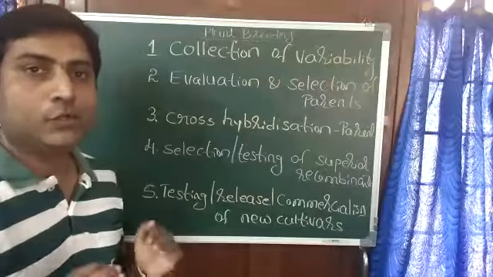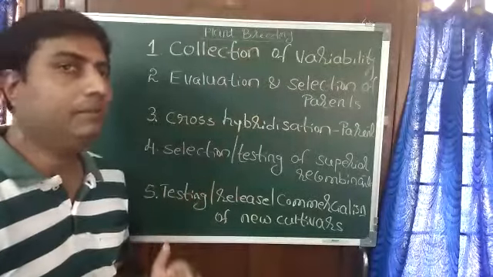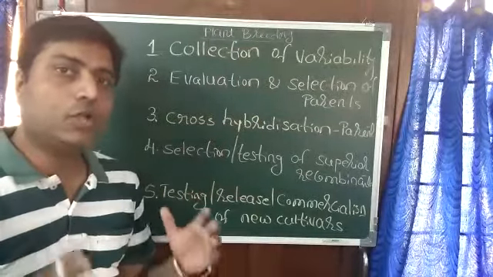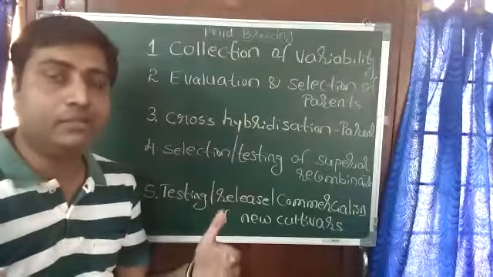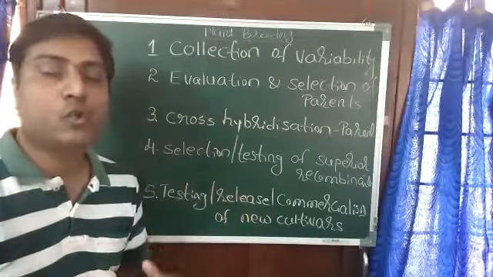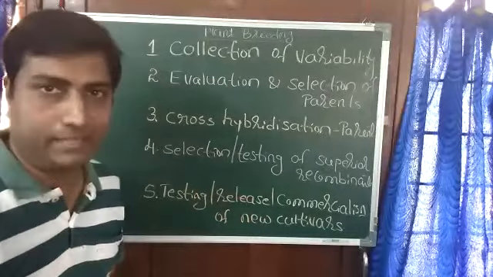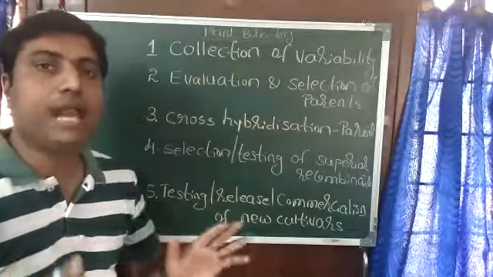Hello students, today we are going to study plant breeding. Plant breeding means taking two best quality plants. We consider them as parents, we cross them, we hybridize them, in order to get a hybrid plant. That is called plant breeding.